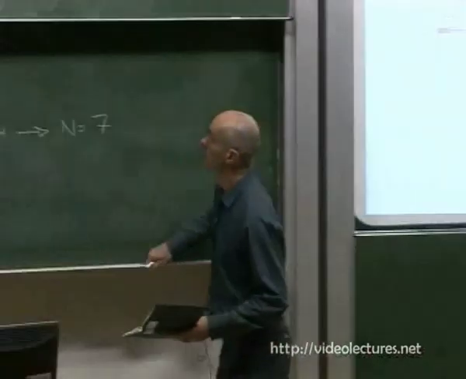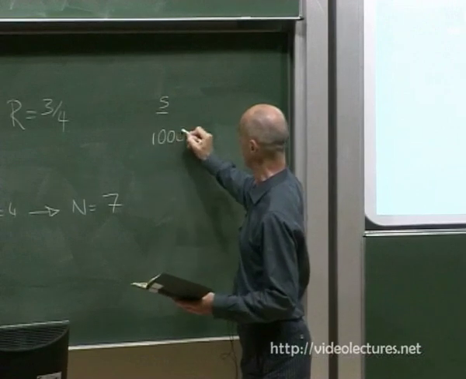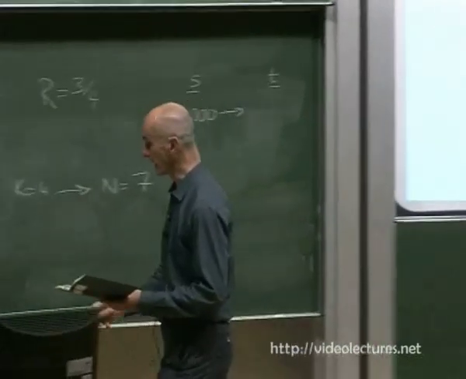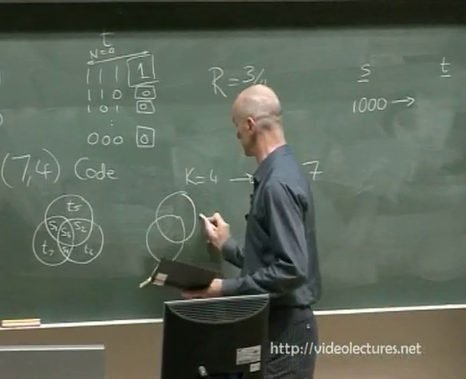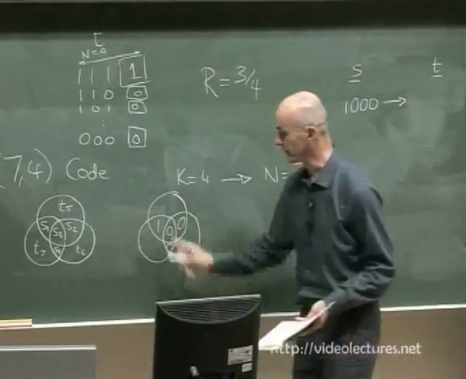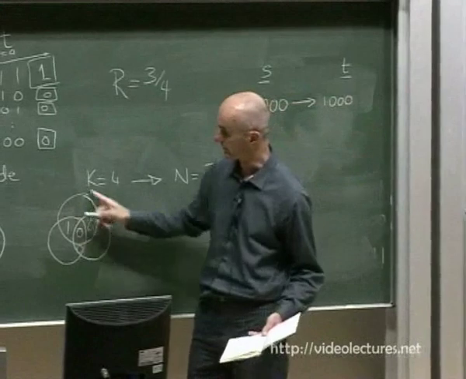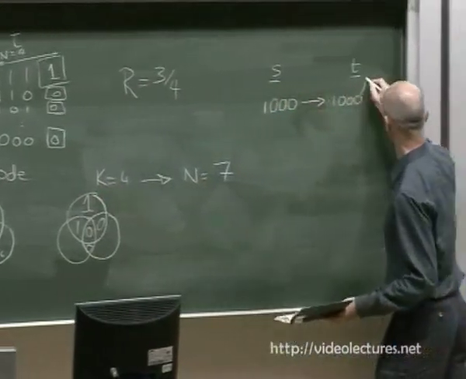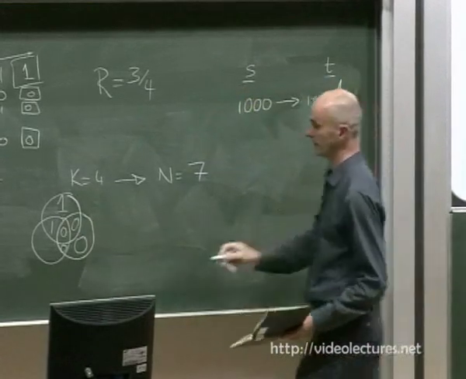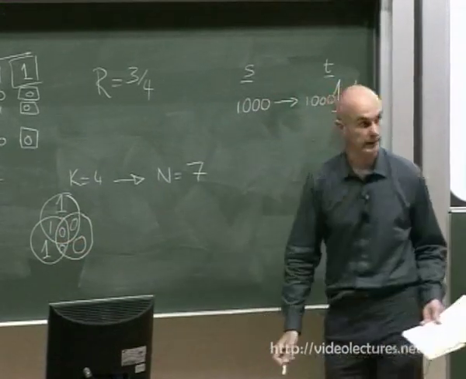So, let's imagine that S is 1000. That's going to get turned into a T of length 7. And we do it by writing S into the circle. Here we go, 1000. And now we set the others, T5, T6, and T7, such that the number of ones in this circle is even. That means we need a 1 there. And then this needs a 0. And then here, we need a 1. Okay, that was the encoder.